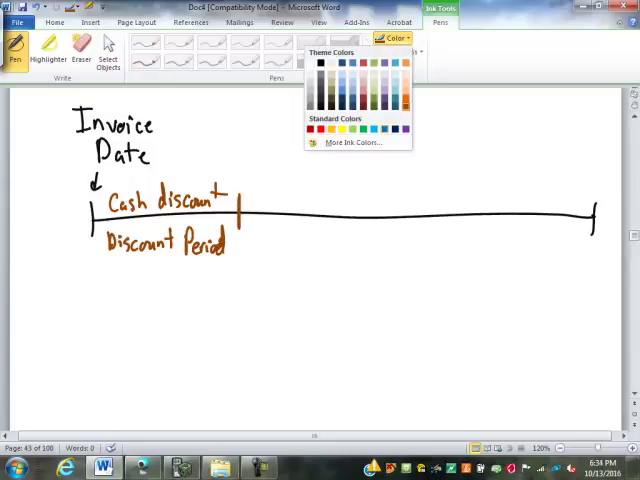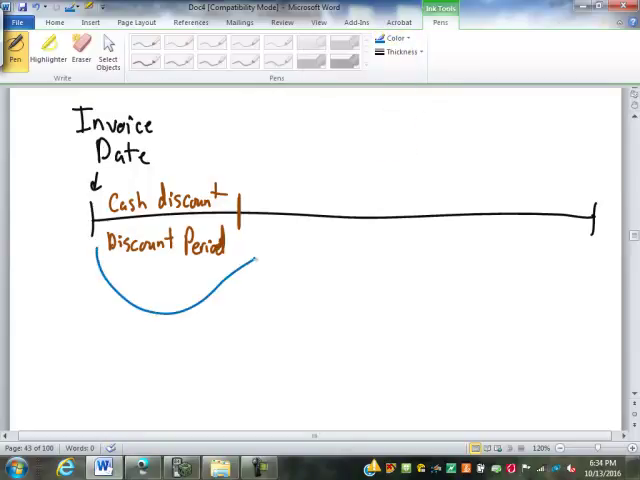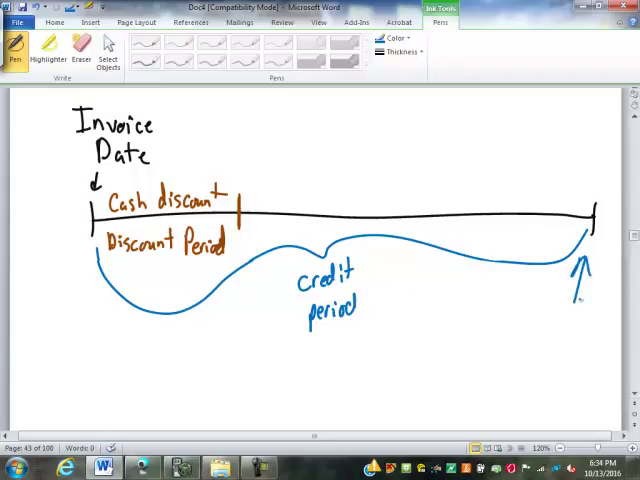Then after that period, well, it starts at the invoice date again, but extending beyond that period then is the credit period. The end of the credit period, of course, is when you must pay. And when I say must pay, I mean you must pay or you're going to get converted into an interest type of situation.